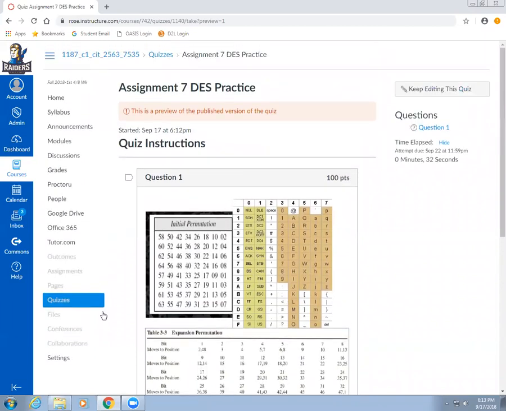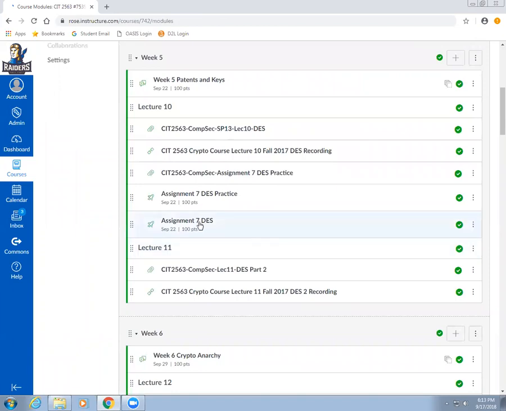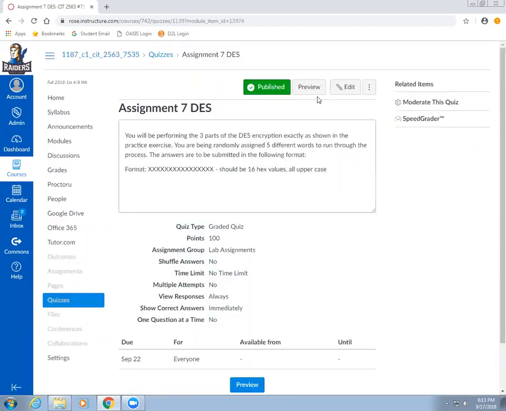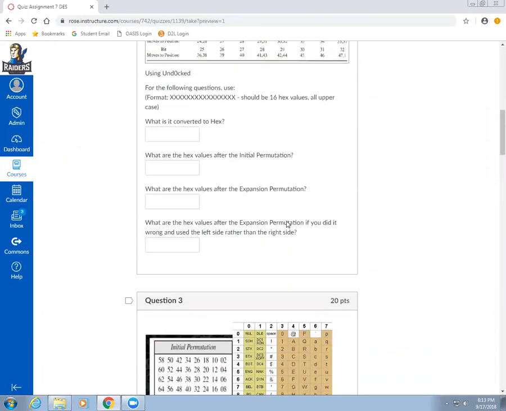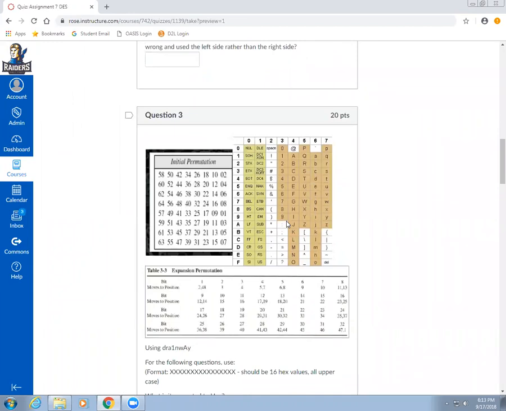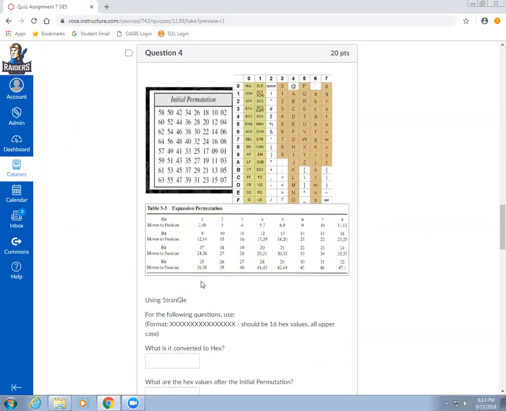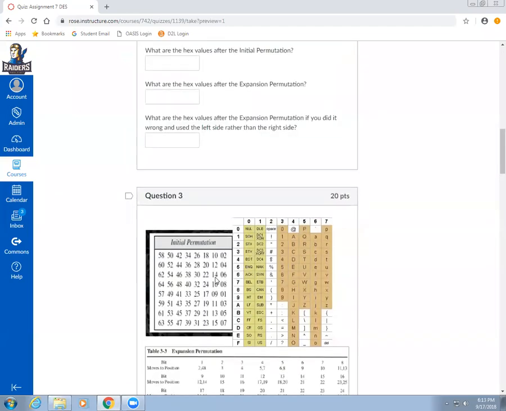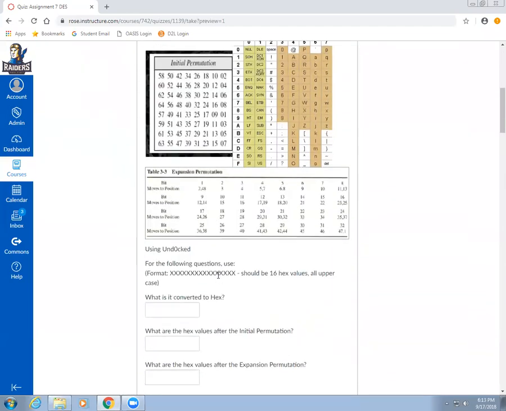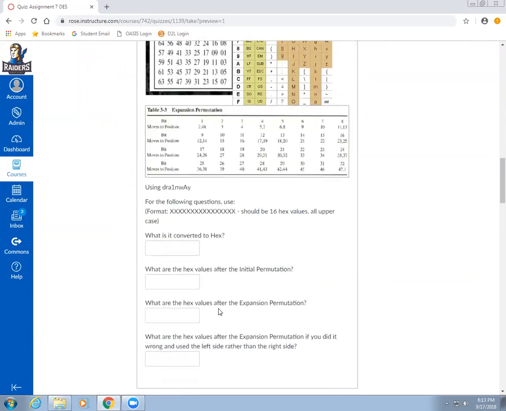So far, so good. That was pretty simple. Now let's look at the actual one. I think it's exactly the same. Let's make sure. Yep, literally exactly the same. Using this word, what is it converted to in hex? And there's the expansion permutation. So what am I asking you for? I'm asking you for question 1. There's the initial permutation, there's the expansion permutation.